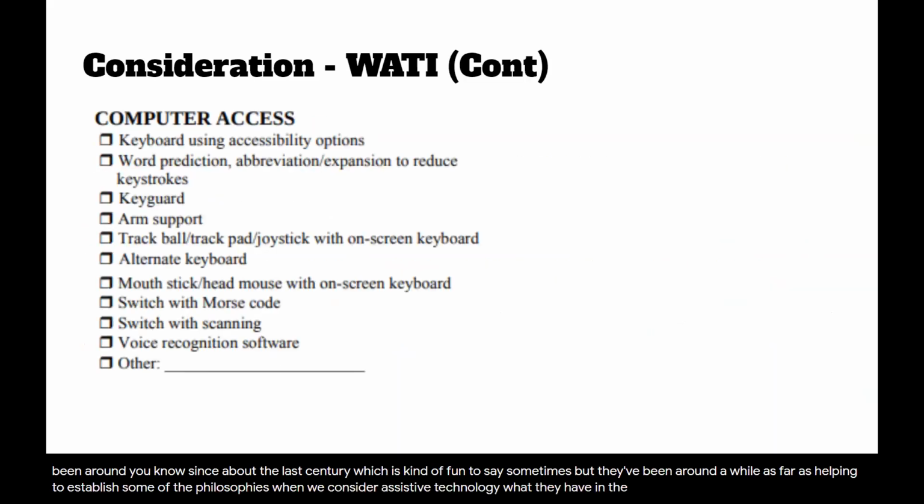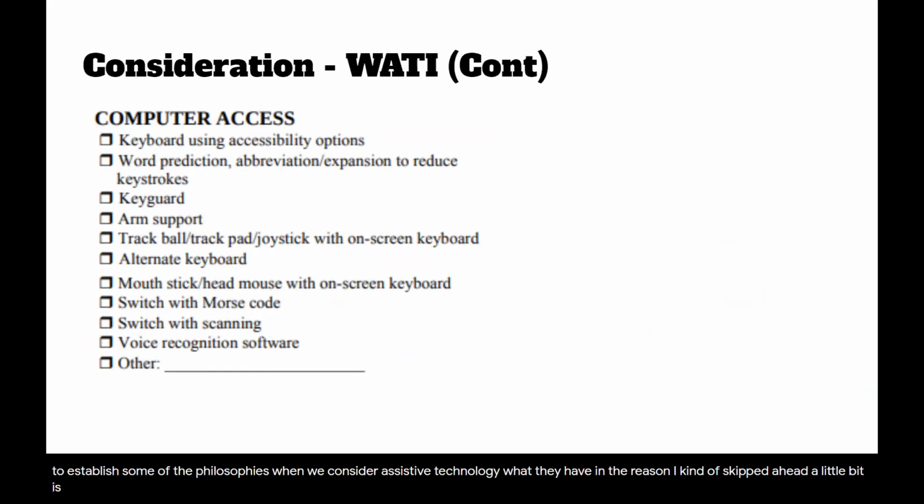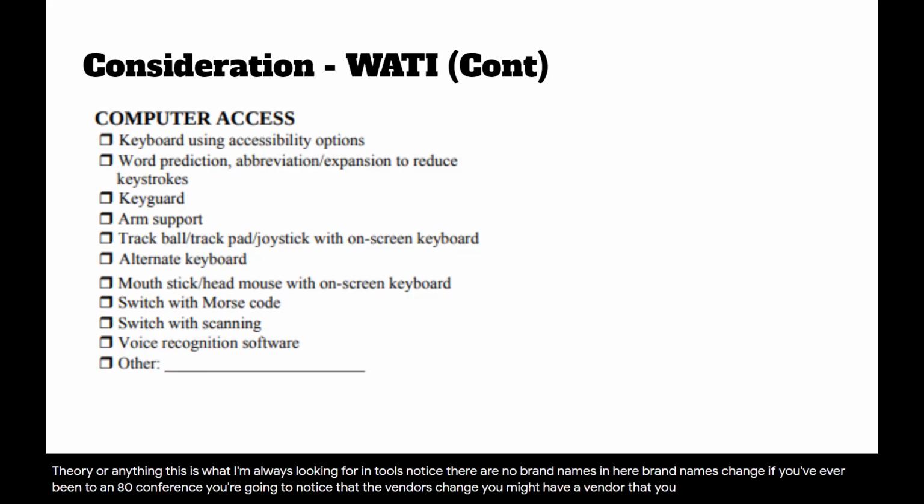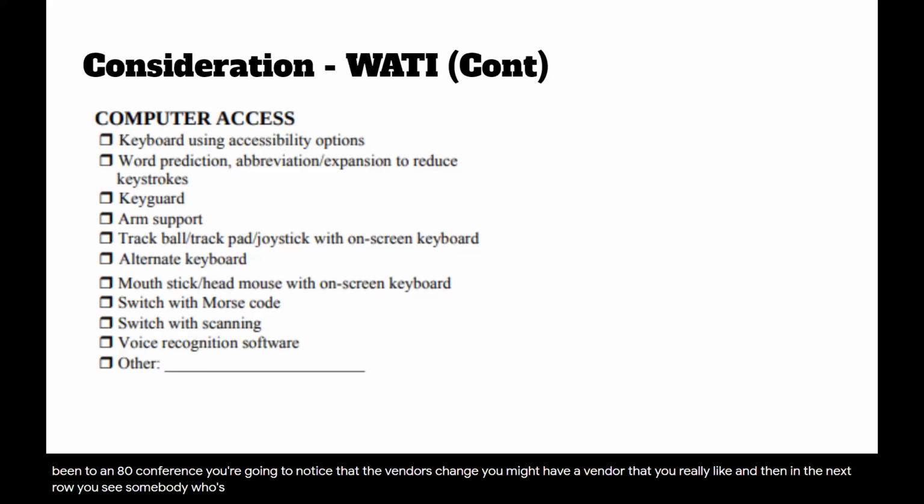What they have, and the reason I skipped ahead a little bit, is when we look at tools, whether it be the SETT framework, task demand analysis, the tool belt theory, or anything we talk about afterwards, this is what I'm always looking for in tools. Notice there are no brand names in here. Brand names change. If you've ever been to an AT conference, you'll notice that the vendors change. You might have a vendor that you really like, and then in the next row, you see somebody whose product you didn't like the year before, but they tweaked it, now it's better. So what you want to identify is the feature that you want in that tool to help the student.